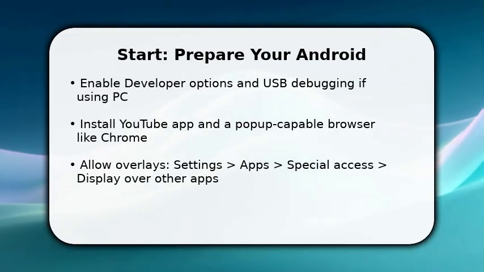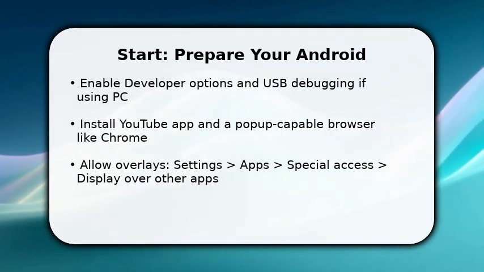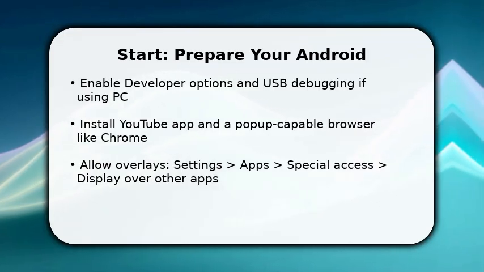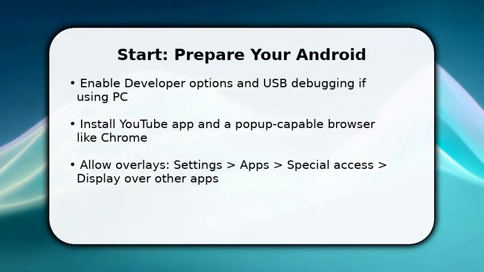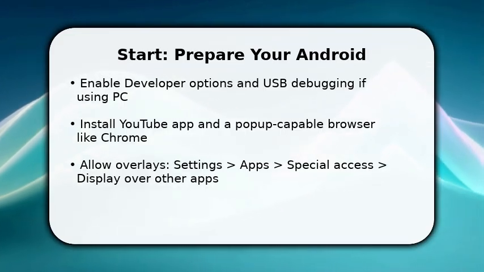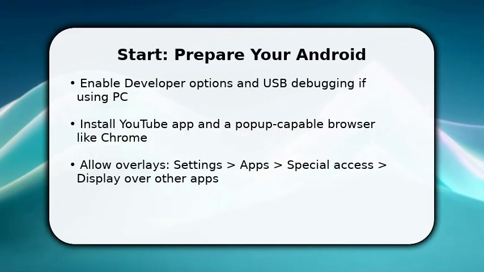You begin by opening settings and enabling what's required. Developer options only if you'll use ADB, otherwise skip it. Make sure YouTube and a modern browser are installed. Grant the browser and any pop-up app permission to draw over other apps. This is essential because Android blocks overlays by default.